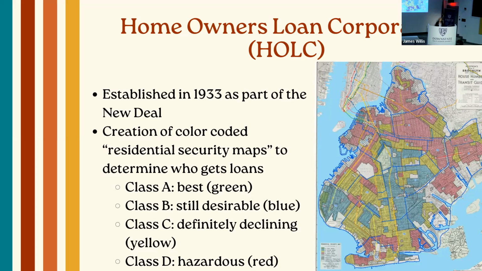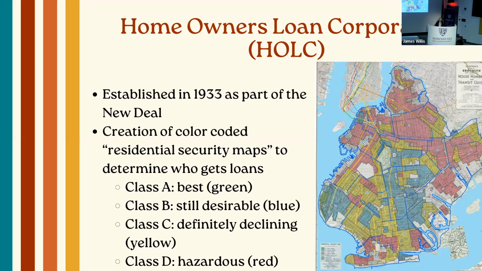Each neighborhood was given a classification from Class A to Class D, Class A being the most desirable or the least risky to lend to, all the way to Class D, which was considered hazardous neighborhoods and were color-coded in red, hence the term redlining. We also see in between neighborhoods color-coded in blue, which were considered Class B or still desirable, and Class C was considered a definitely declining neighborhood and labeled in yellow.